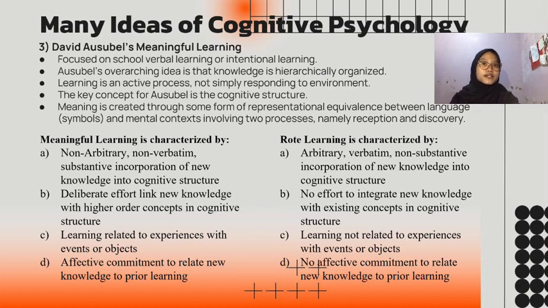Meanwhile, rote learning is characterized by arbitrary, verbatim, non-substantive incorporation of new knowledge into cognitive structure, and then no effort to integrate new knowledge with existing concepts in cognitive structure. Learning is not related to experiences with events or objects. No affective commitment to relate new knowledge to prior learning.